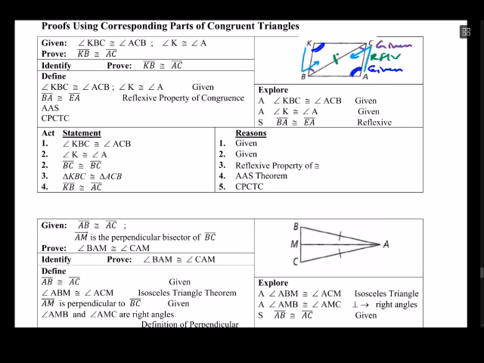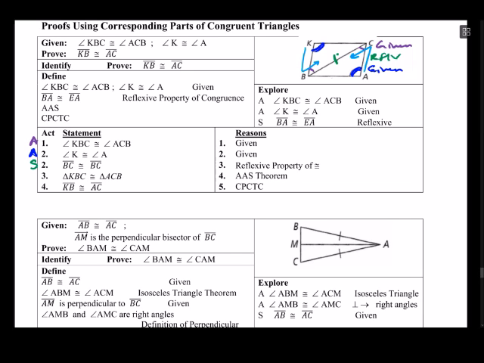Let's see, KBC. There's an angle. K and A, there's our angle. Reflexive property of congruence gave us our side. We were able to use the angle, angle, side theorem to make our triangles congruent.